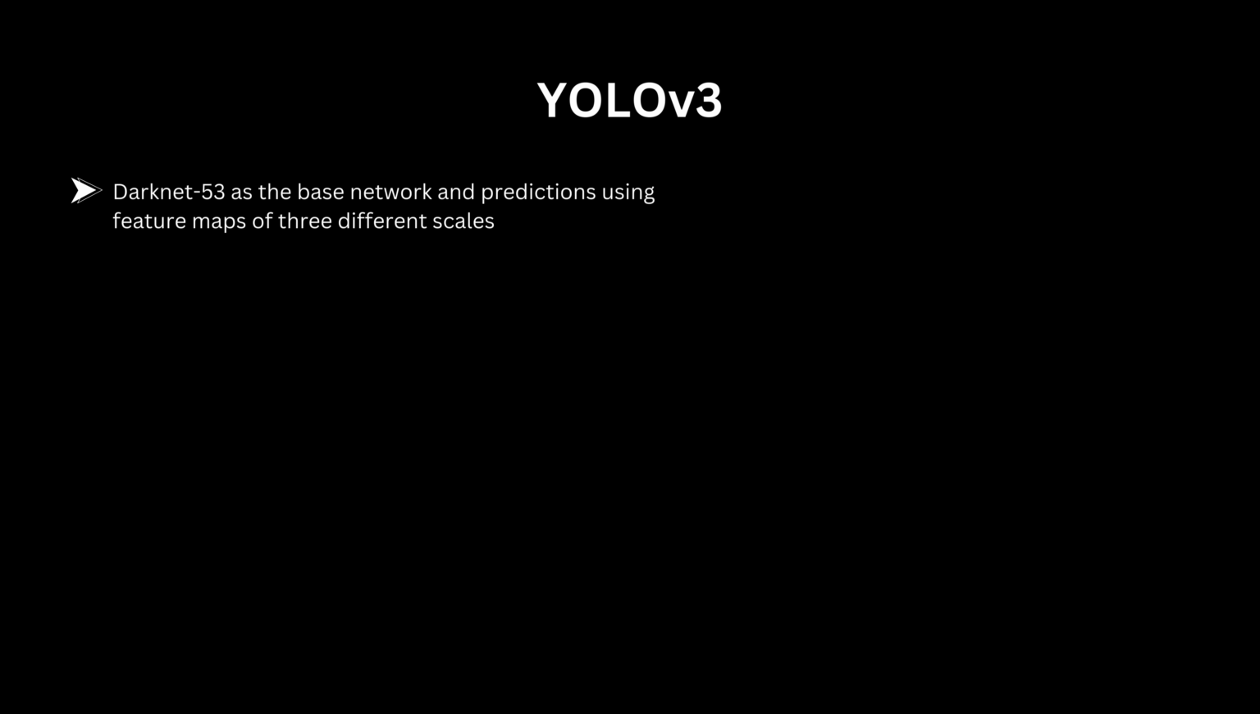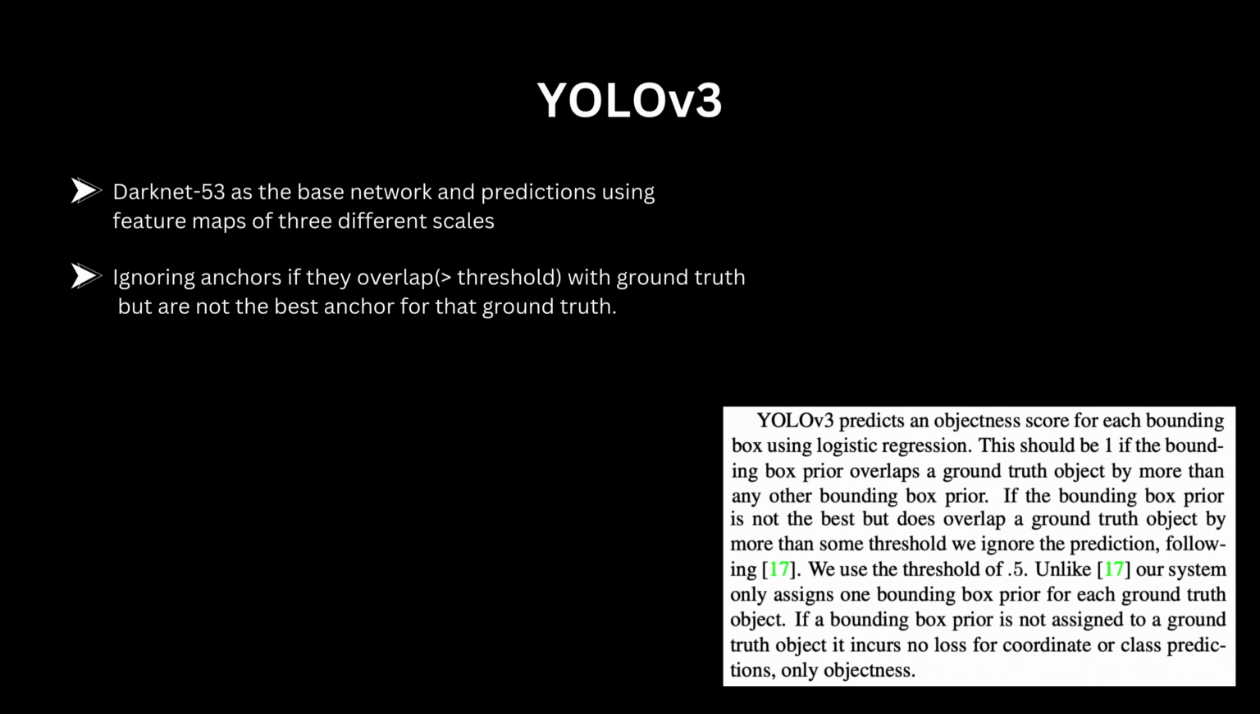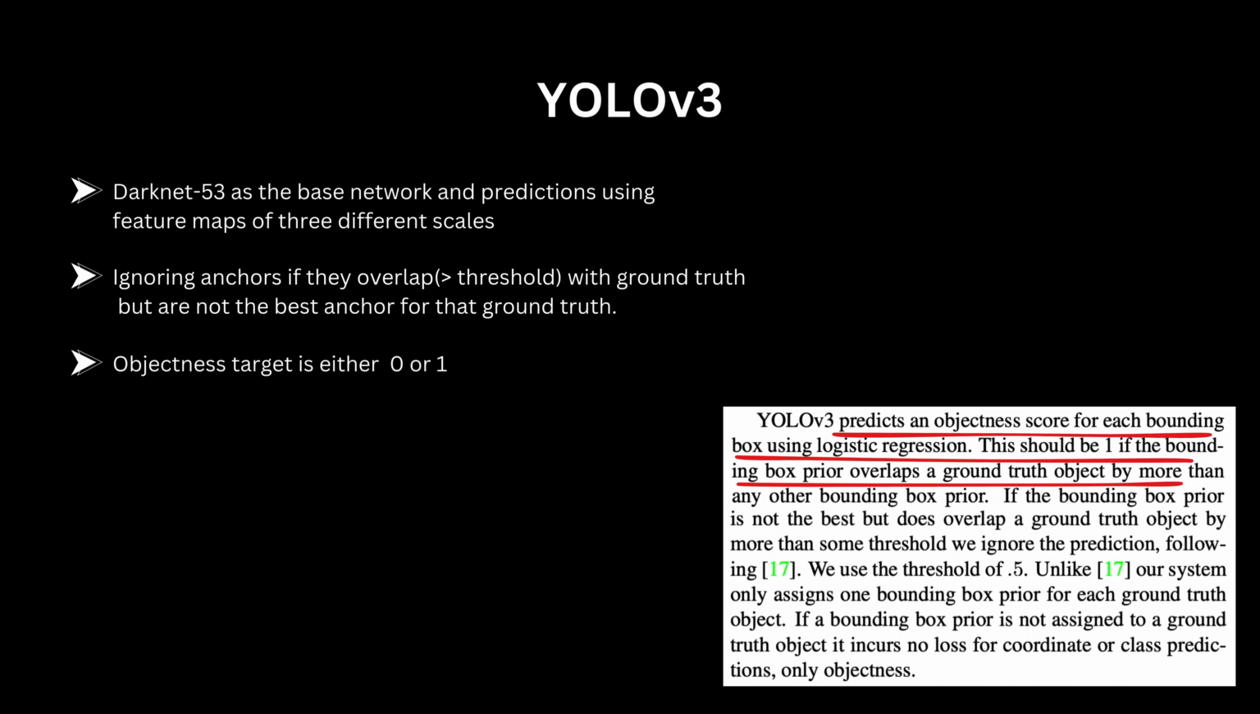Apart from architecture changes, there were a couple of other specifications also that were made by the authors in the paper. Given a ground truth box, only one bounding box prior, the one which has maximum overlap with it, is treated as foreground. And those bounding box priors which have overlap greater than threshold but are not the best box are ignored. The specific value used for this threshold is 0.5. Remaining prediction boxes are treated as background, and they end up impacting only objectness loss. The objectness target during training is now either 0 or 1.